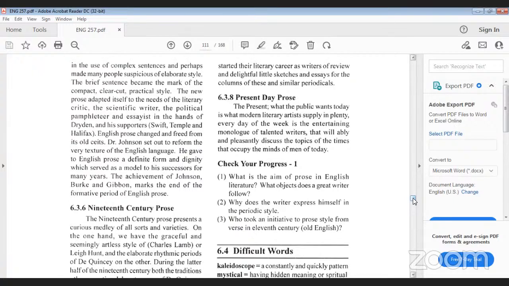Present day prose. The present day can be asked for a very short answer; at least you should know it. What the public wants today is what modern literary artists supply in plenty every day of the week: the entertaining monologue of talented writers that will ably and pleasantly discuss the topics of the times and occupy the minds of men of today.